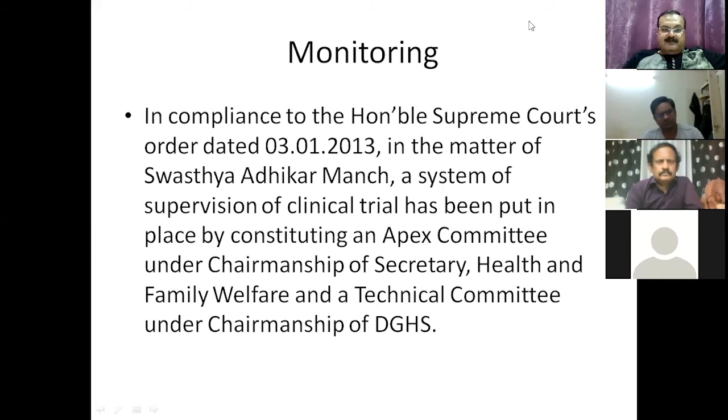Monitoring. In 2013, there was a very famous case filed in the Supreme Court, Swasthya Adhikar Manch, and this case made a lot of uproar. If you go back to 2013 newspapers, you'll find a lot of unethical clinical trials and deaths from clinical trials being discussed. After that, the Supreme Court directed that there should be a monitoring panel. There are two monitoring panels. The first monitoring is actually done in your own institute by your own ethical committee, which I'll come to later. But there are two committees which are monitoring every clinical trial that is conducted in this country.